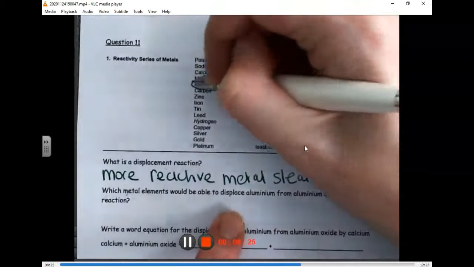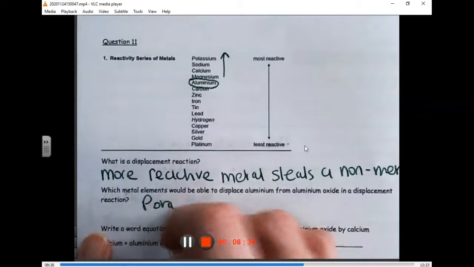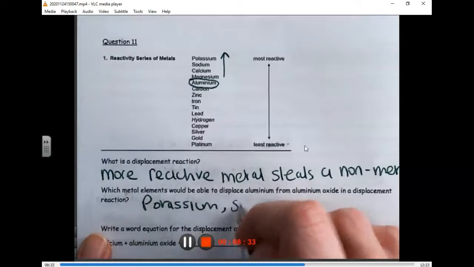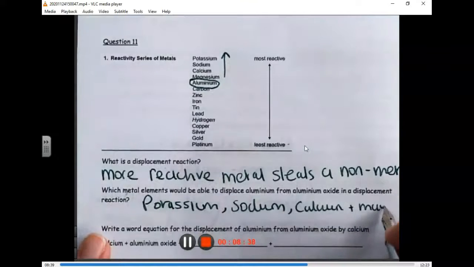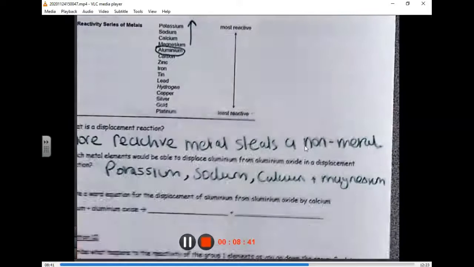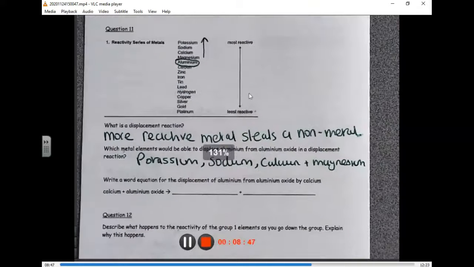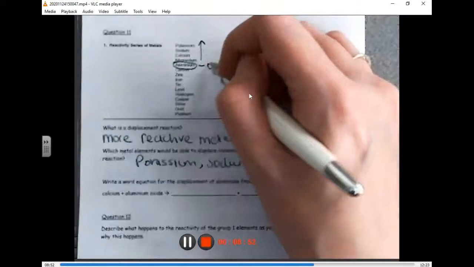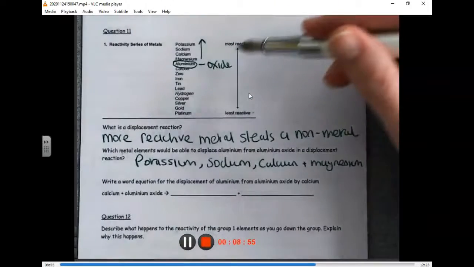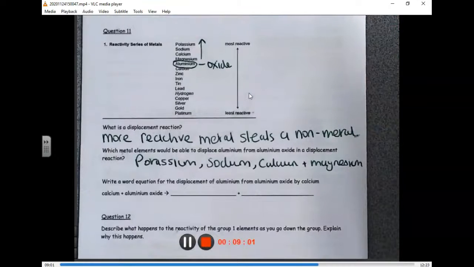It's all the ones above aluminium. So you have potassium, sodium, calcium, and magnesium. Okay, just zoom out a bit there because you're struggling to see. So all the ones above aluminium would be able to steal. So say like you have an aluminium oxide, okay, all of these ones would be able to steal that oxygen because they're more reactive. Right, a word equation with the displacement of aluminium from aluminium oxide by calcium.